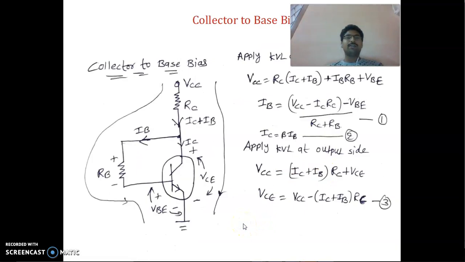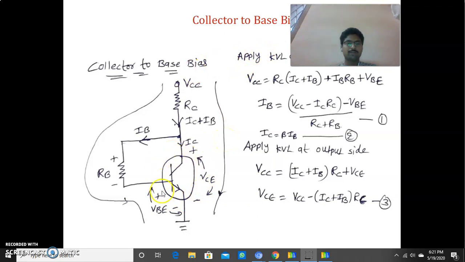Next we will calculate the VCE and IC for collector to base bias. Here we have considered the NPN transistor. This is the emitter terminal and this is the collector terminal. To the collector we have used one resistor RC, and from collector to the base we have connected one resistor RB. This is the VBE voltage between base and emitter, which is a very small voltage, around 0.3 volts, and VCE is the voltage between the collector and the emitter.